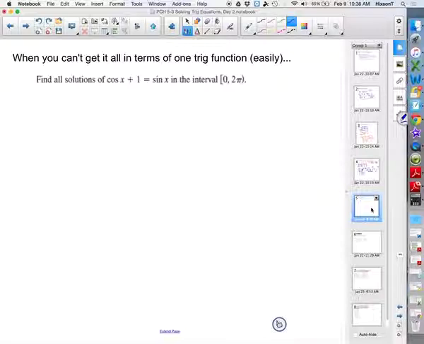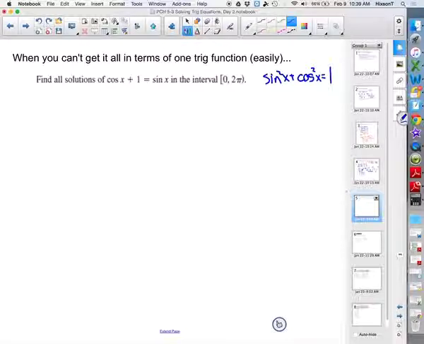Sine and cosine are related to each other in an identity. Which identity is that? Cofunction or Pythagorean? In this case, the Pythagorean might be a little more useful. We have sine squared plus cosine squared equals 1. The only problem is they're not squared. So since this is an equation, what can we do?